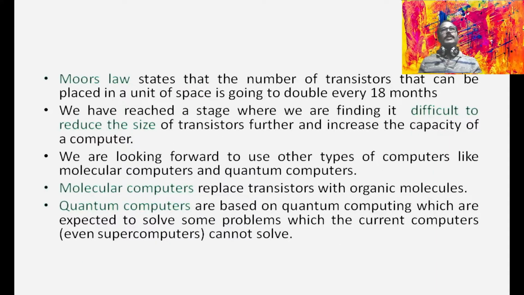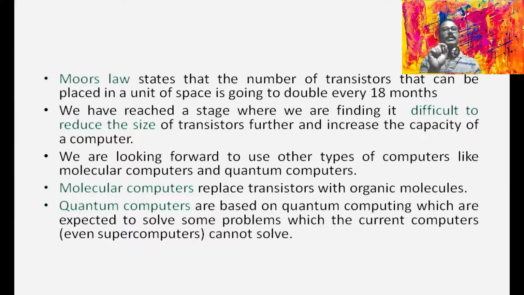What Moore's law states is that the number of transistors that can be placed in a unit of space is going to double every 18 months. So maybe it started with some 2000 transistors inside a computer, but if you take the current computer, say the i7 processor based computer, the number of transistors in it is approximately 3 billion.